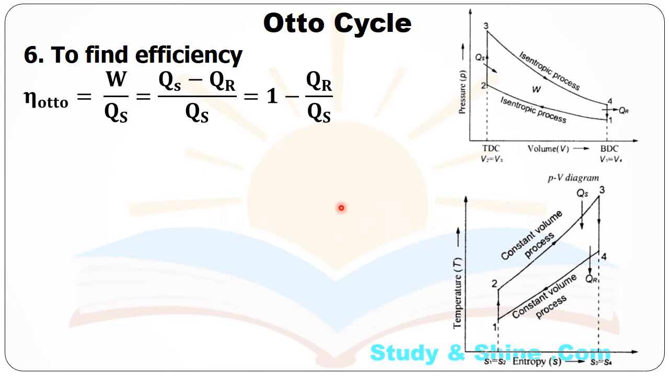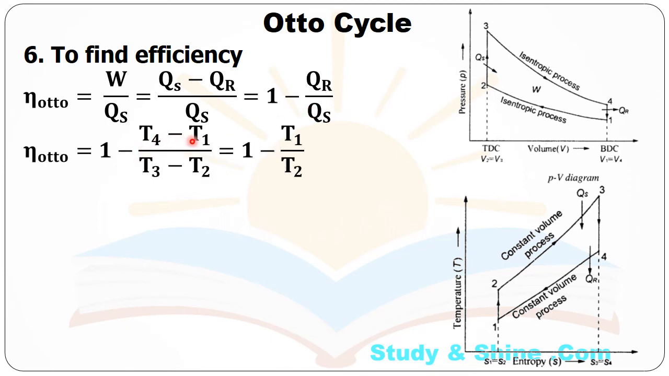Therefore, thermal efficiency of an ideal Otto cycle with the cold air standard assumption is basically W by Qs, which is 1 minus Qr by Qs. Substituting Qr and Qs, we get eta Otto is equal to 1 minus T4 minus T1 divided by T3 minus T2, and is equal to 1 minus T1 by T2, and which is equal to 1 minus T4 by T3.